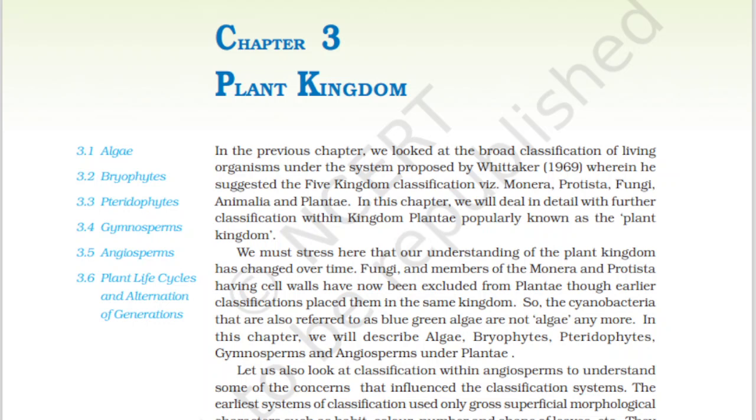So the cyanobacteria that are also referred to as blue-green algae are not algae anymore. In this chapter, we will describe algae, bryophytes, pteridophytes, gymnosperms, and angiosperms, which come under plant kingdom.